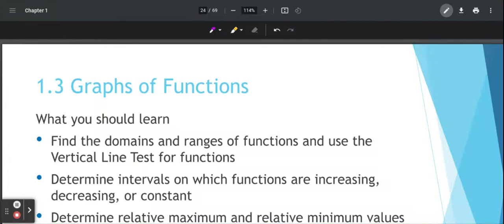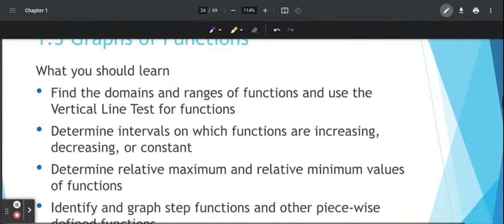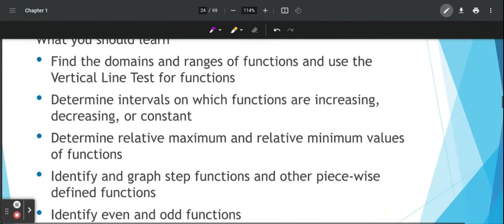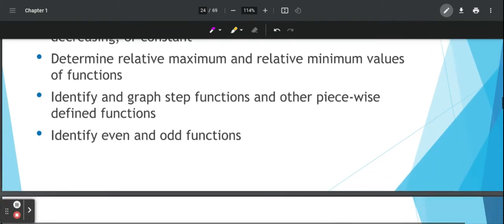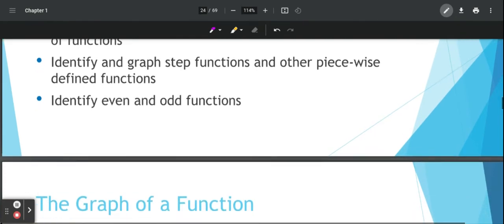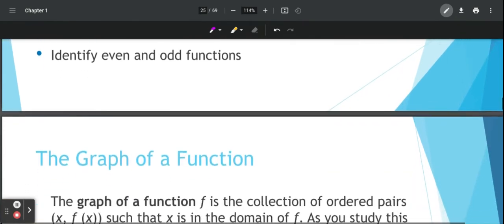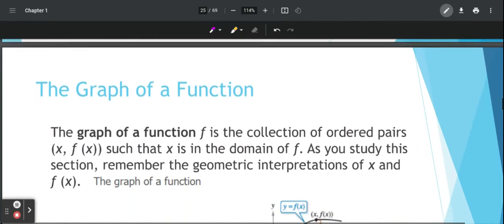In section 1.3, we're going to talk about graphs of functions. So some things we'll look at are finding domains and ranges and using vertical line tests, determine intervals on which functions are increasing, decreasing, or constant, look for relative maximum and minimum values, talk about graphs of step functions and piecewise functions, and then just define what an odd and an even function is.